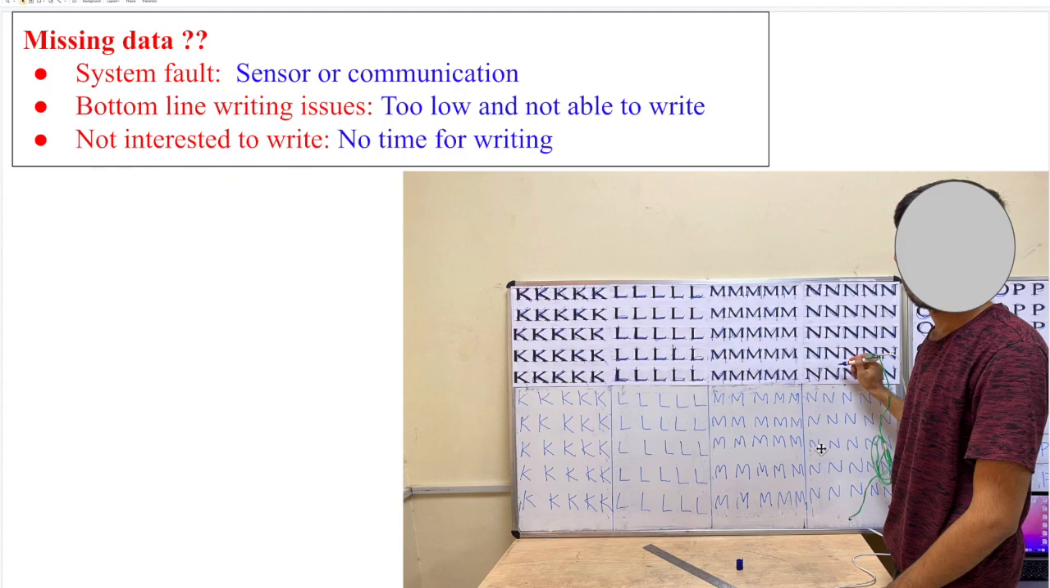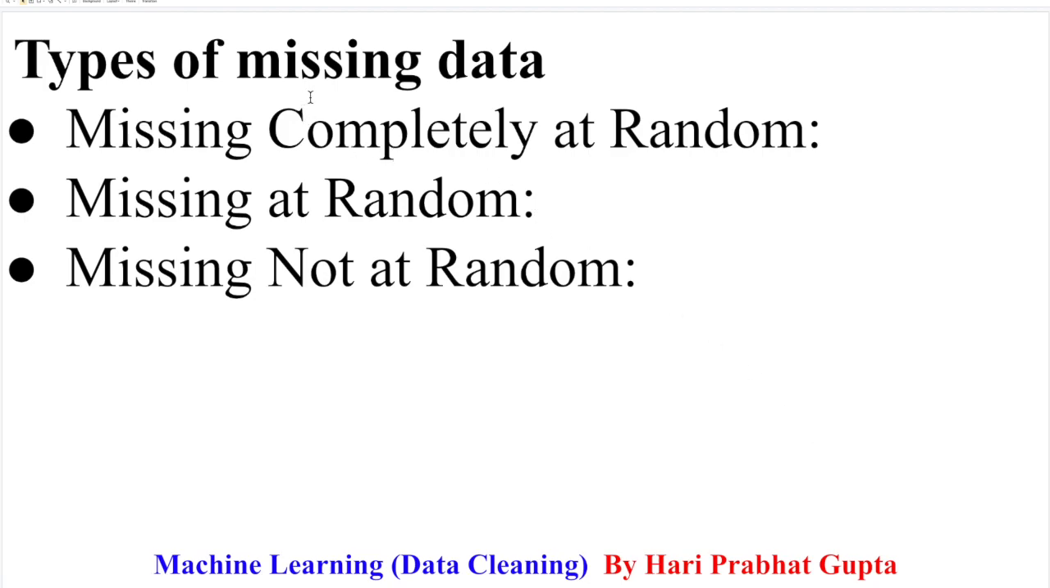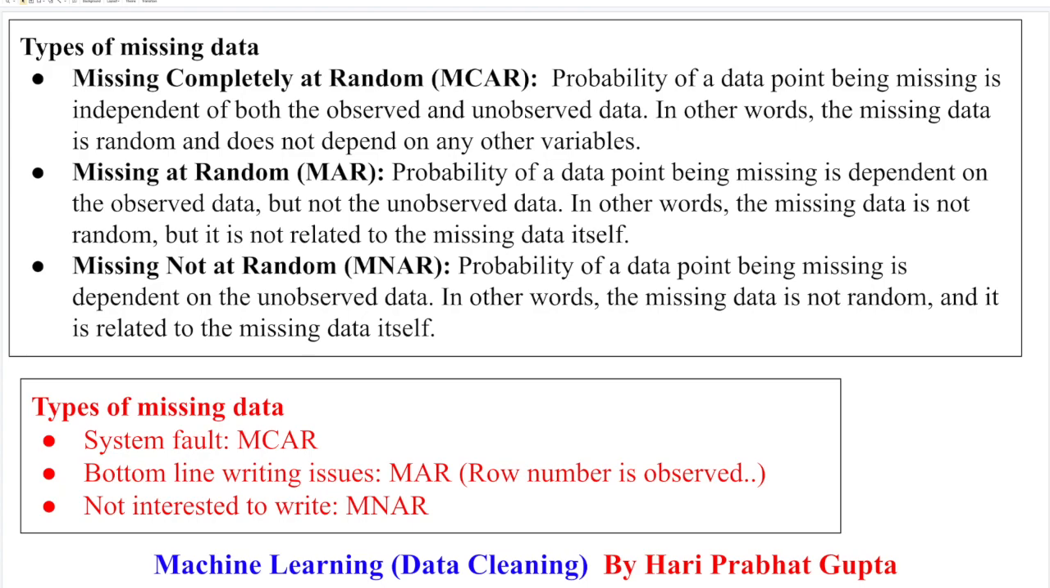So there are three types of failures, because of three reasons data is missing. Because of these three reasons, the missing data can be classified into three categories: missing completely at random, missing at random, and missing not at random. Missing completely at random, abbreviated as MCAR, indicates that the probability of a data point being missed is independent of both observed and unobserved data.